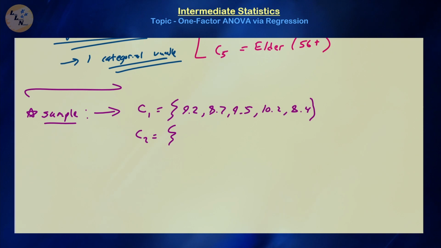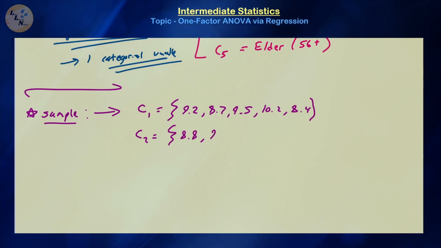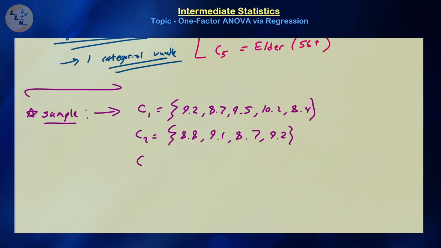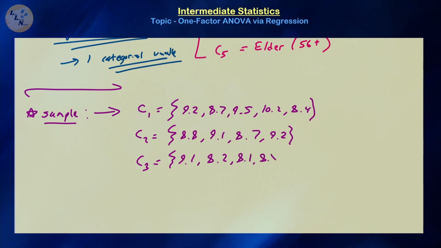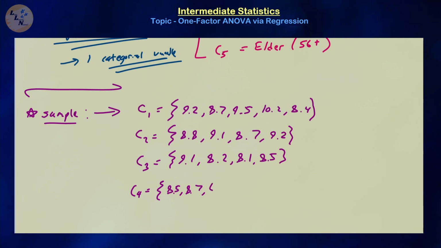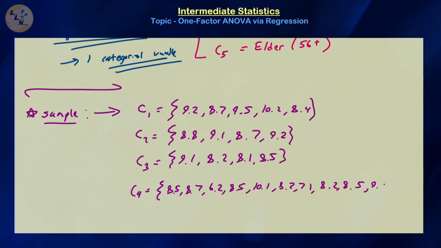Category 2, let's assume we were able to sample 8.8, 9.1, 8.7, and 9.2. Category 3, let's assume we were able to sample 9.1, 8.2, 8.1, and 8.5. C4, let's sample a bunch of values in this category. Let's say 8.5, 8.7, 6.2, 8.5, 10.1, 8.2, 7.1, 8.2, 8.5, and 9.1.